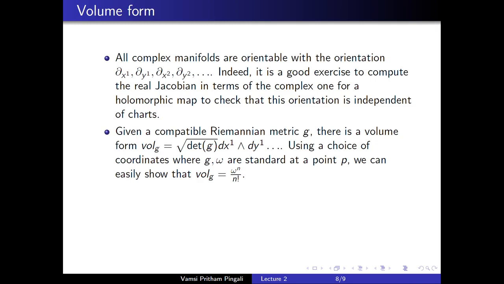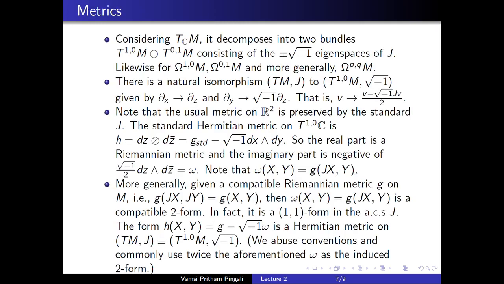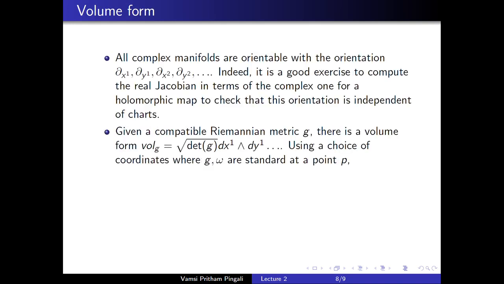And since these two are equal in one coordinate system at P, and they're both global expressions, they're independent of coordinates, so they're equal in all coordinate systems. So in other words, the volume form has a very elegant expression in terms of this 2 form. See, you might have wondered why I care about this 2 form. This is one of the reasons to care about it, because you have this beautiful expression here.